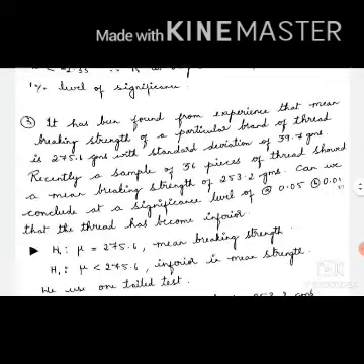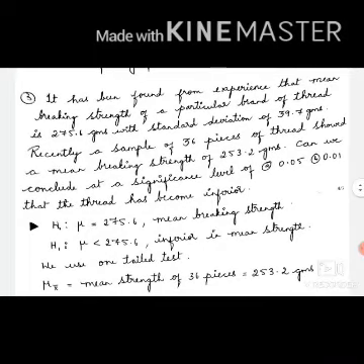The next example we have here is: it has been found from experience that the mean breaking strength of a particular brand of thread is 275.6 grams with a standard deviation of 39.7 grams. Recently, a sample of 36 pieces of thread showed a mean breaking strength of 253.2 grams. Can we conclude at a significance level of 5% and 1% that the thread has become inferior?